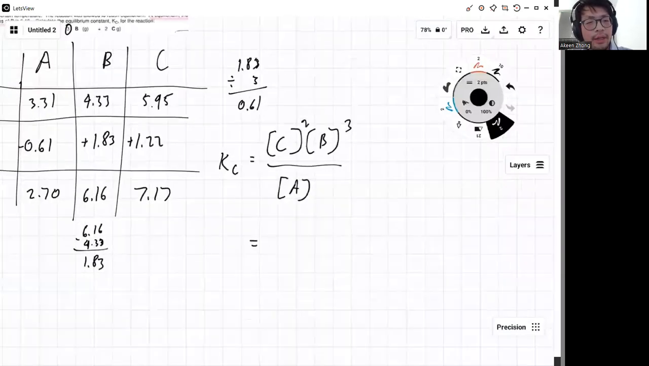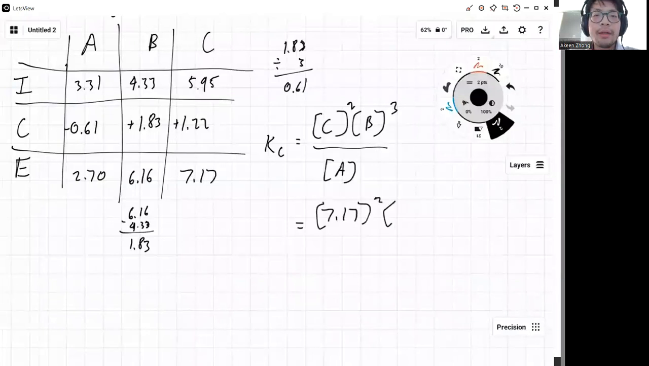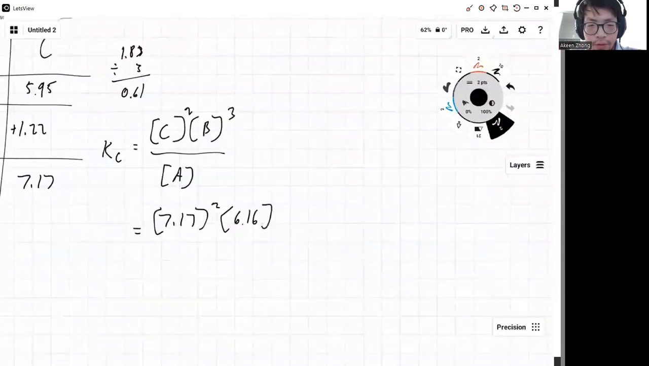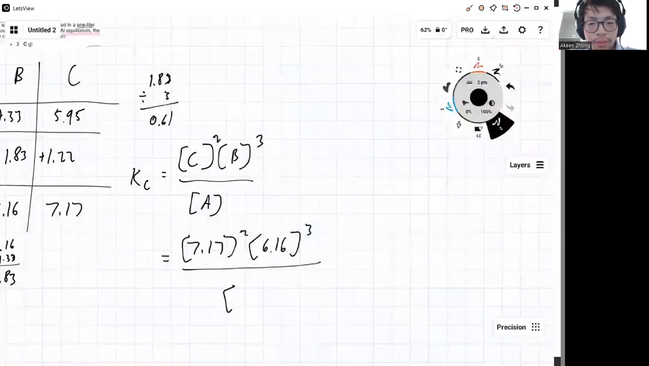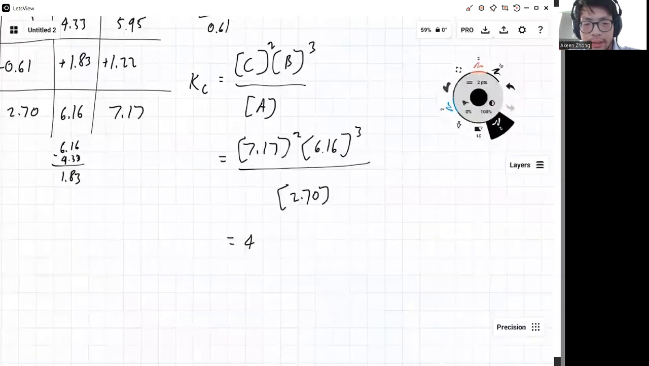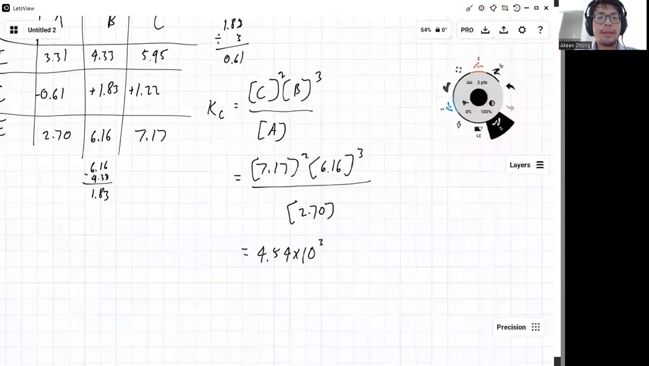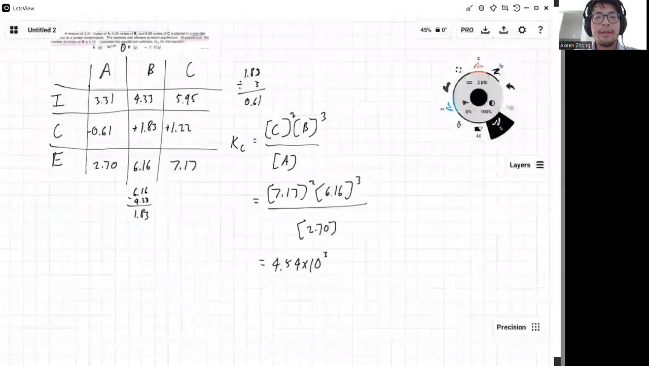Now simply let's put in our numbers. 6.72 squared, 6.16 cubed for B, and 2.70. And our final result is 4.5 times 10 to the 3 as our final equilibrium constant.